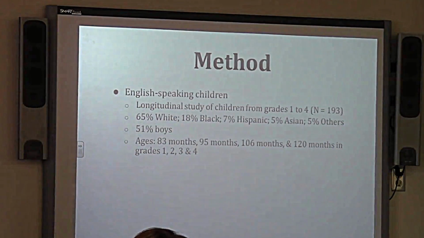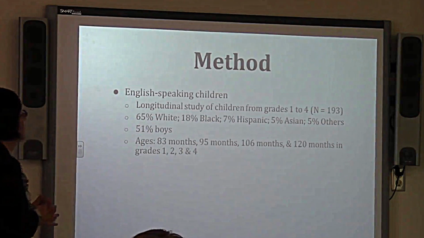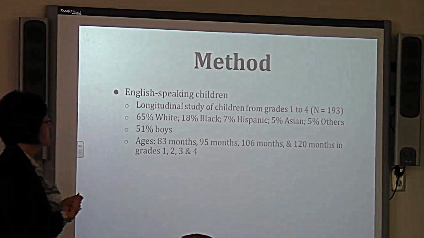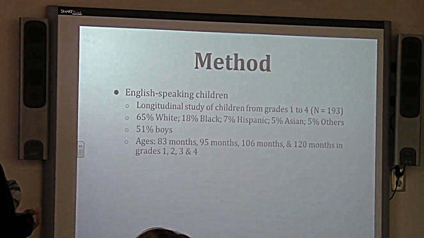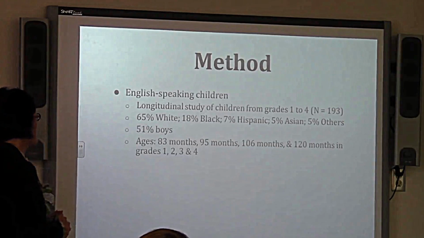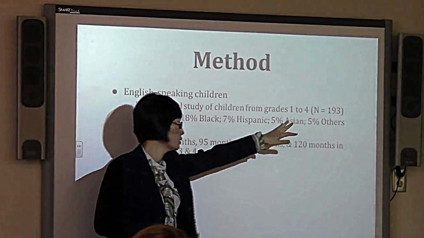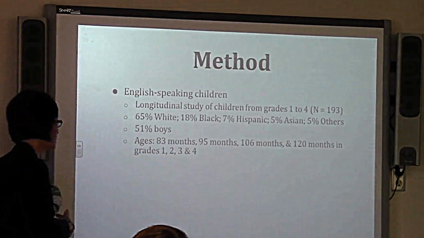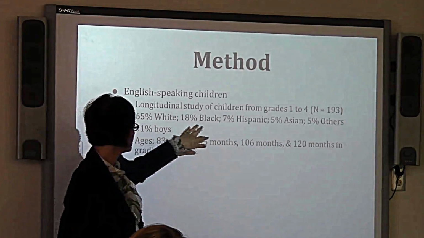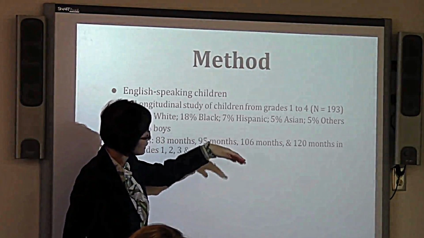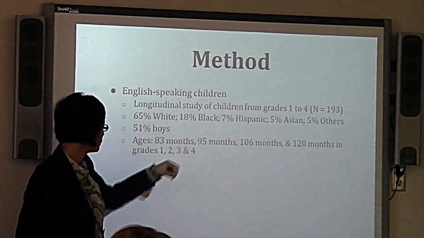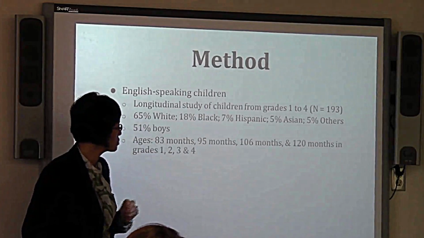So to address those questions, we had two samples of children. For English-speaking children, we had longitudinal data from grades 1 to 4. We followed them from grade 1 to 4, and the sample size at the end of grade 4 was 193. The majority of the sample was white, and about 18% was Black, Hispanic 7%, and Asian 5%. About half were boys, and the ages ranged from 83 months in grade 1 to 120 months in grade 4.